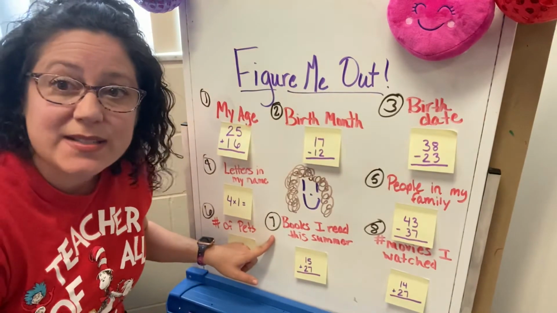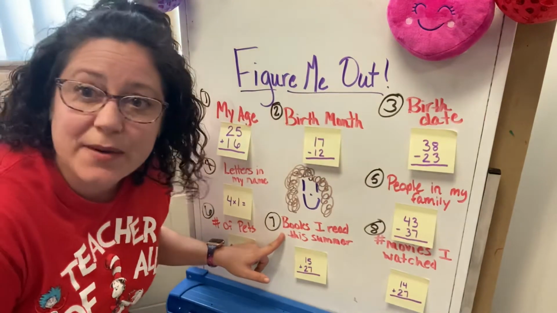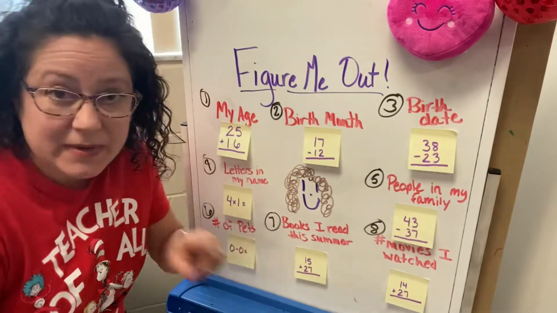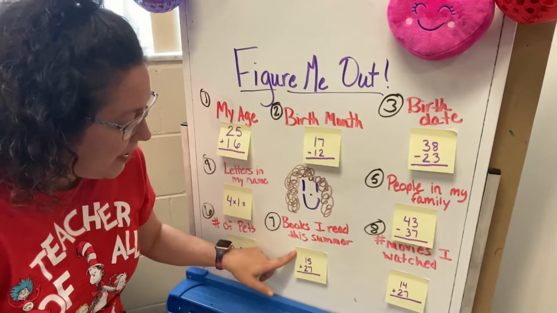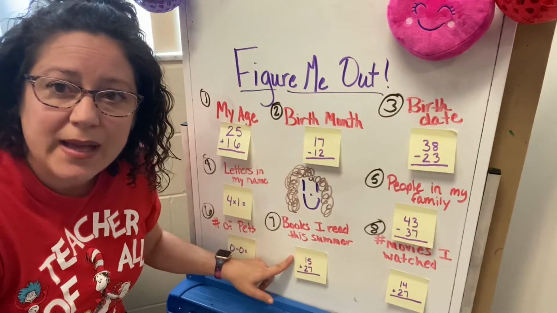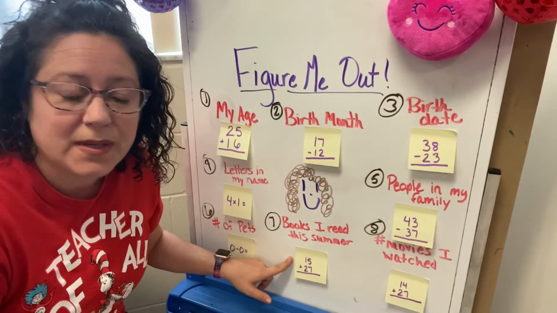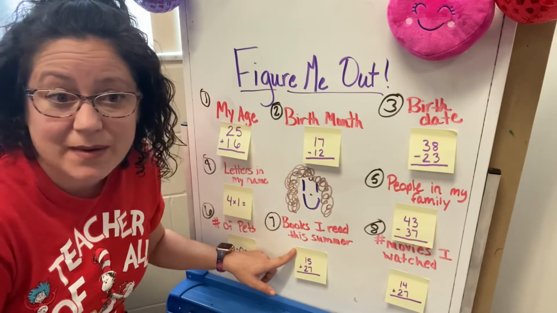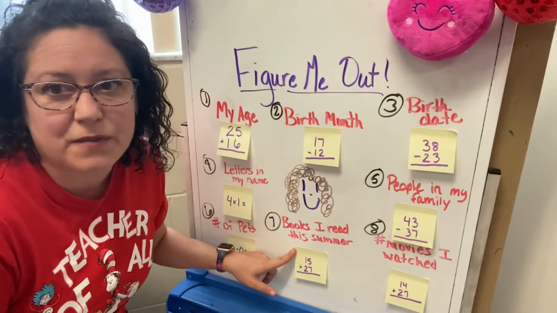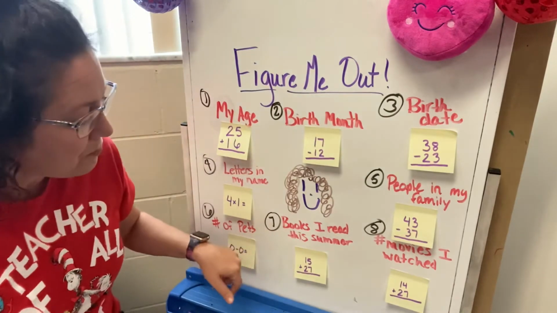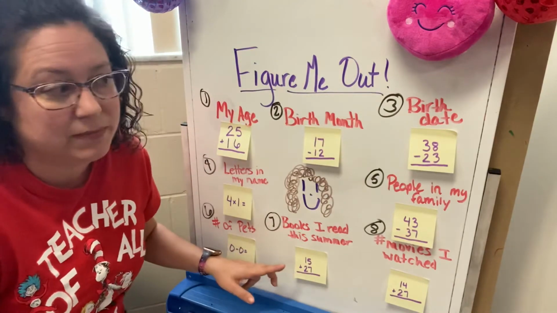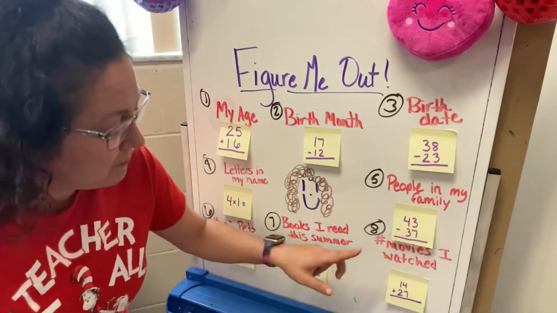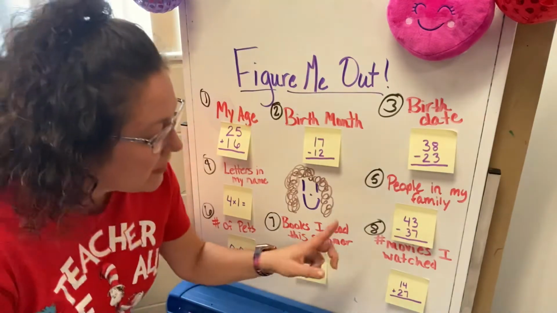Okay, next to number 7, that's how many books I read this summer. And next to number 7, write the problem, 15 plus 27. That's how many books I read this summer. I read a lot of books with my daughter, Vivian. Remember, she's 10. Bennett, my 14-year-old, he doesn't want me to read to him anymore. He's too cool for that, I guess.